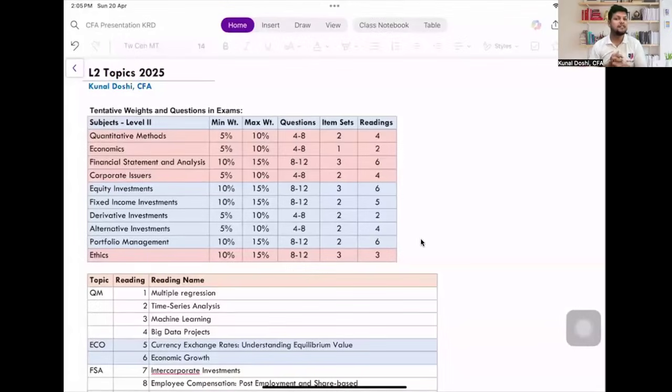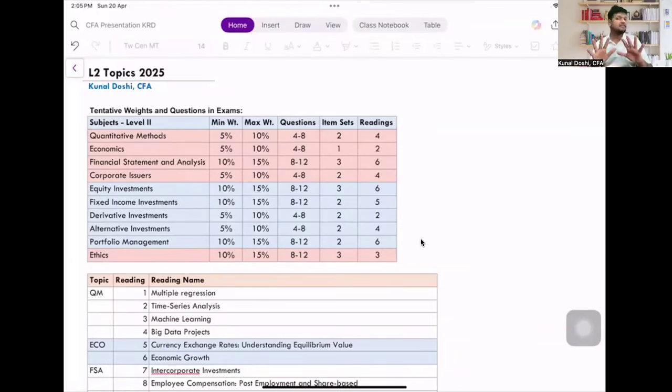Hello. So fixed income actually looks very complicated when you begin doing it for the first time in level 2. The five readings look like they are never going to end. But in reality, the weightage is very high. You have around 10 to 15 percent of the weightage, and you can expect easily at least around 2 to 3 item sets or vignettes. So on an average, you'll have around 8 to 12 questions, which is very high. And of course, as important as equity, correct?